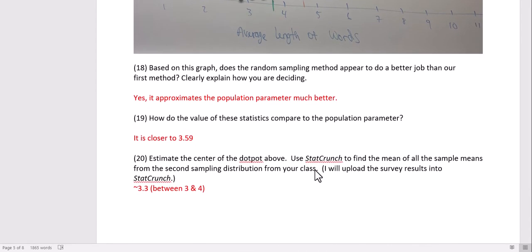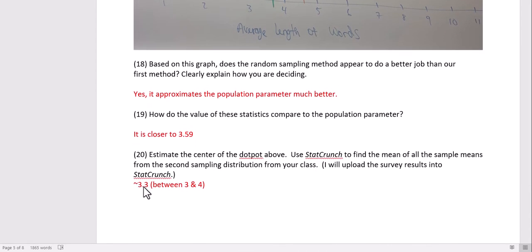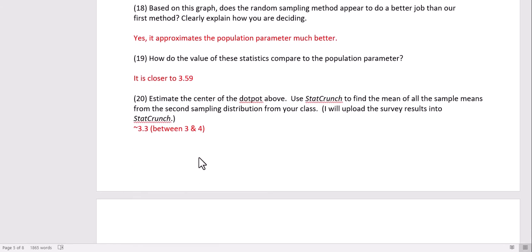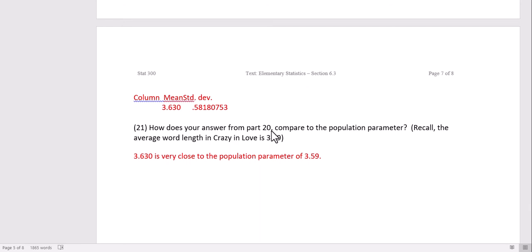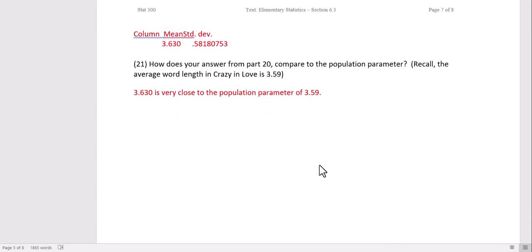But for my in-person class, the new average was 3.3, so the mean of the sample means was 3.3. Now remember, before we had 4.66, so really high, and now 3.3 is very close to the population parameter, 3.59, with a standard deviation of 0.58 when I did it in StatCrunch. So how does the answer from part B compare to the population parameter? 3.63 is a lot closer to 3.59.